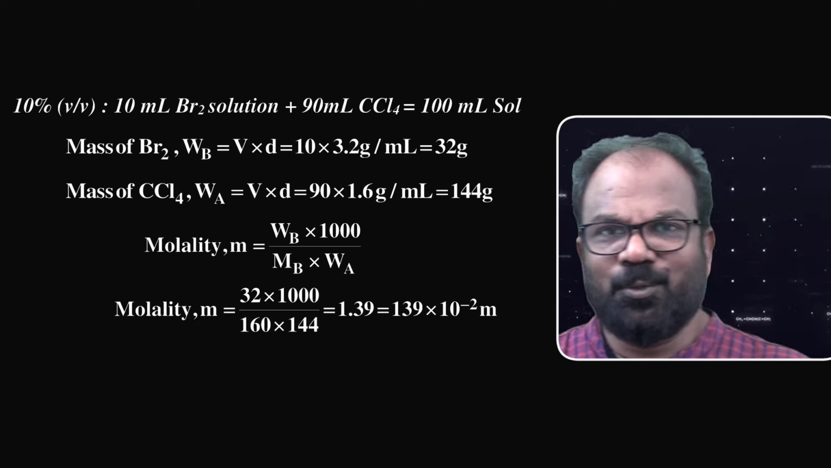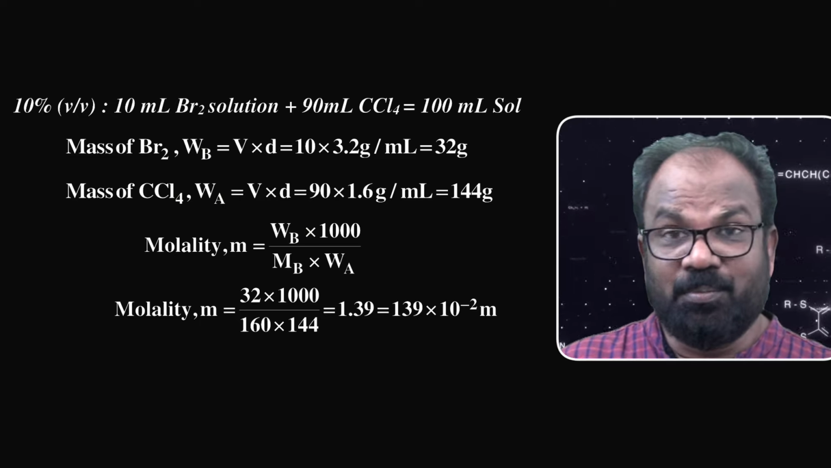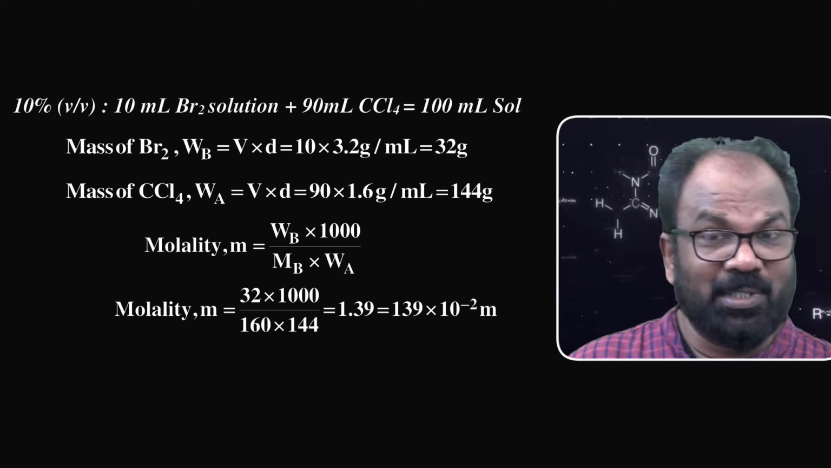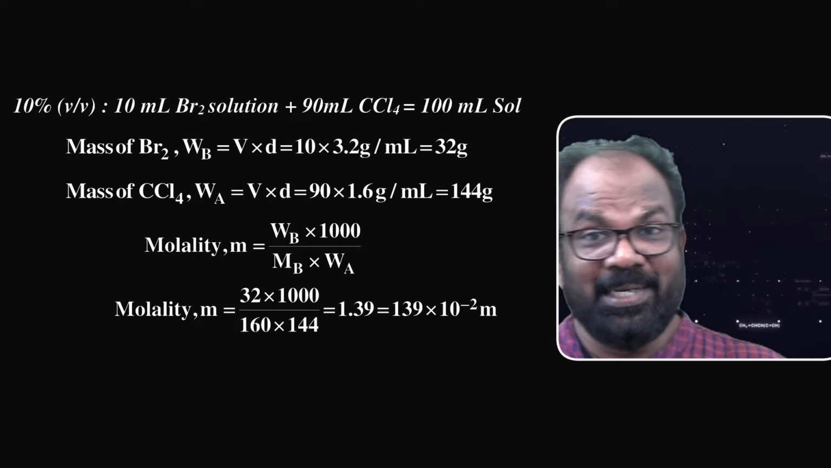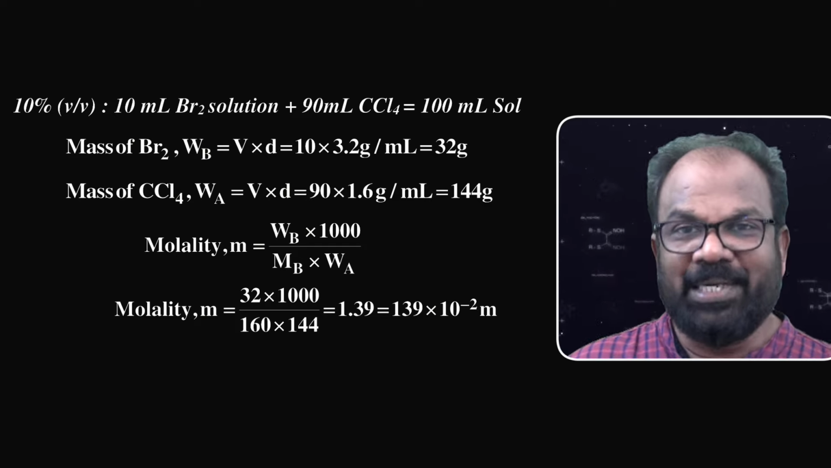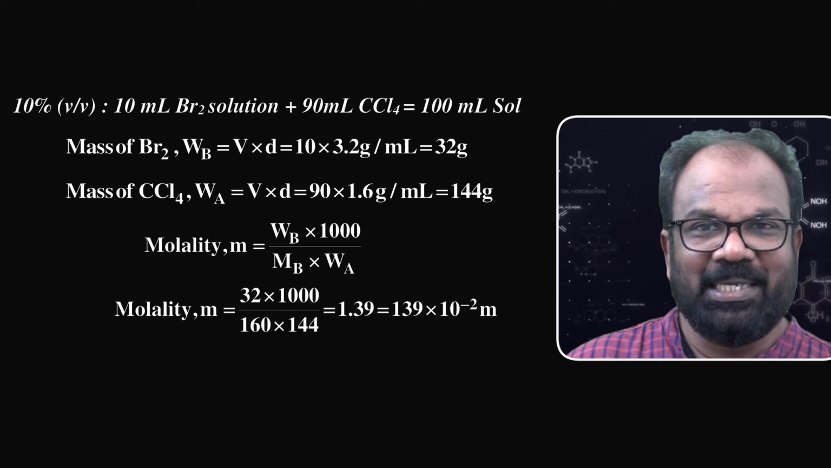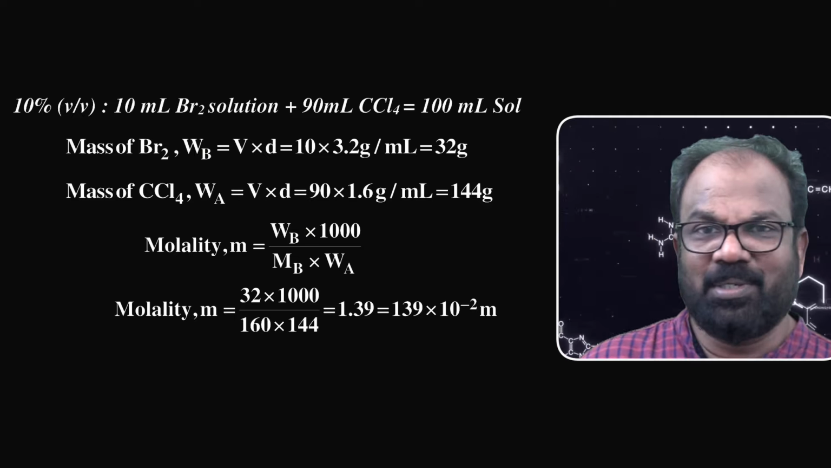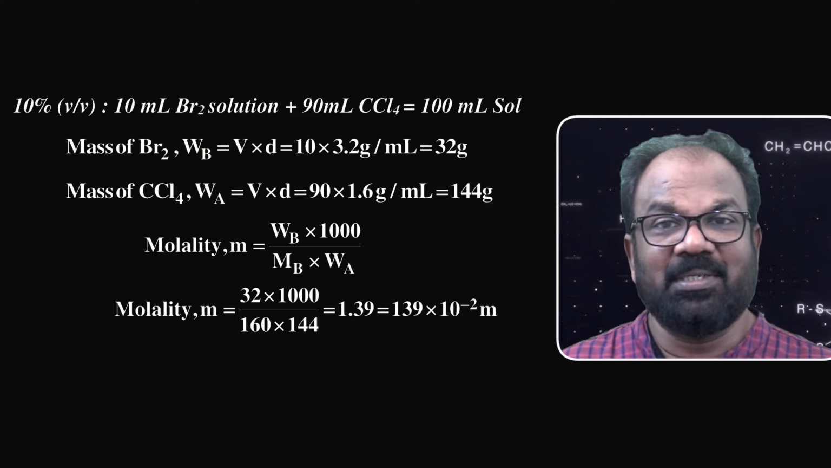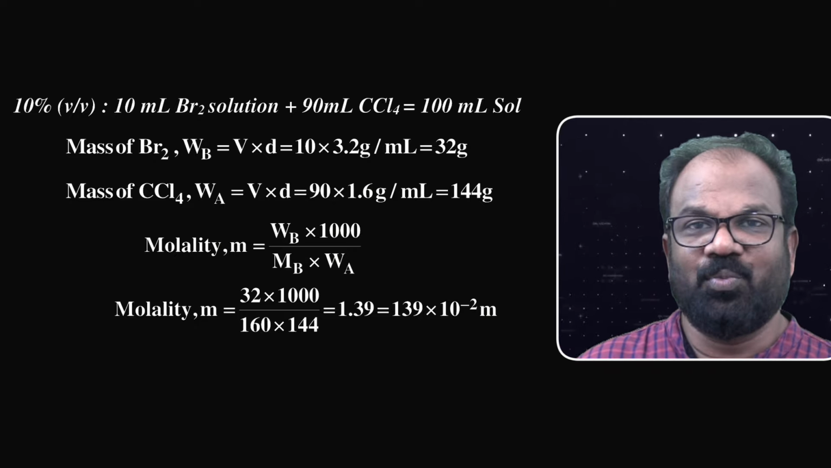Then molality of the solution can be calculated as small m is equal to WB, that is weight of solute, into 1000 divided by MB, that is molecular mass of solute, into WA, that is weight of solvent in gram. Substituting the values of WB, MB and WA, we will get the molality of the solution as 1.39, that is equal to 139 into 10 raised to minus 2 molal. So here the answer is 139.